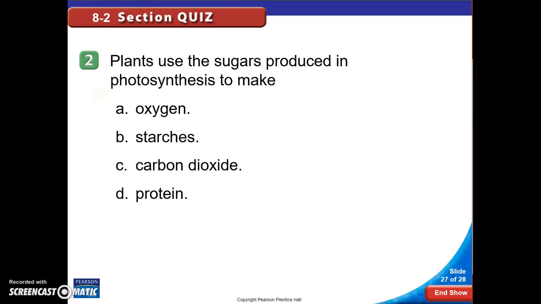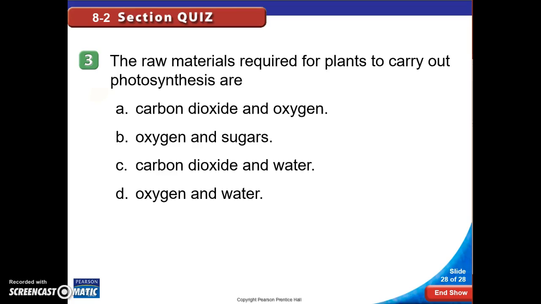Plants use the sugars made in photosynthesis to make what? Starches. So if you think again of carbohydrates, there is not just glucose, but there are also starches, which are a type of carbohydrate. And so plants use the glucose that they make to actually build starches, and that's what they store their energy as, and it also gives them their structure.